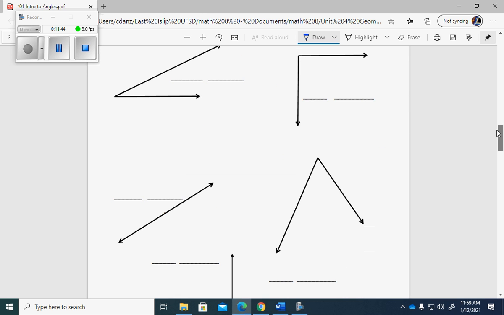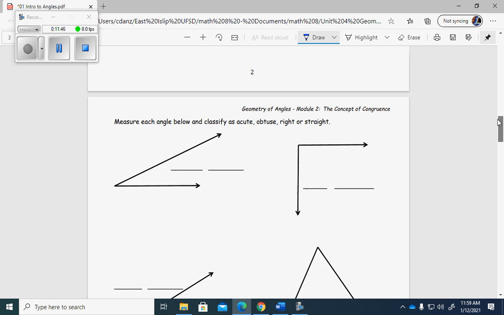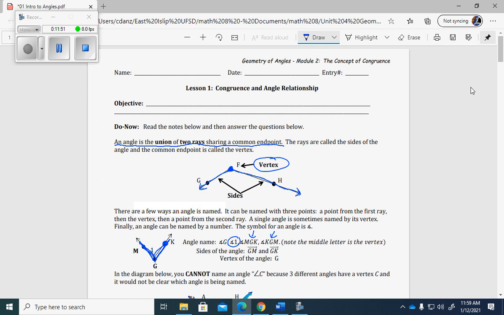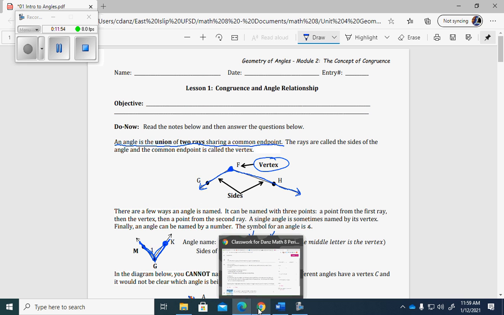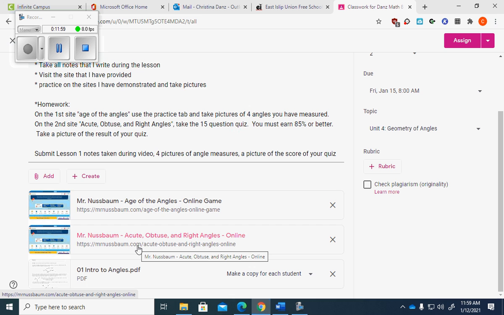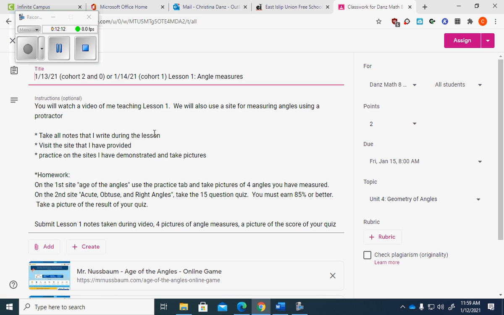And I can't show you on the screen how to measure with a protractor. So actually, I want you to go to the Google Classroom assignment. And you could see I gave you some of these links. So this first one is about how to measure an angle using a protractor. And if we look at what I put in the assignment, I said you'll watch a video of me teaching. Yep, that's what you're in the middle of doing right now.